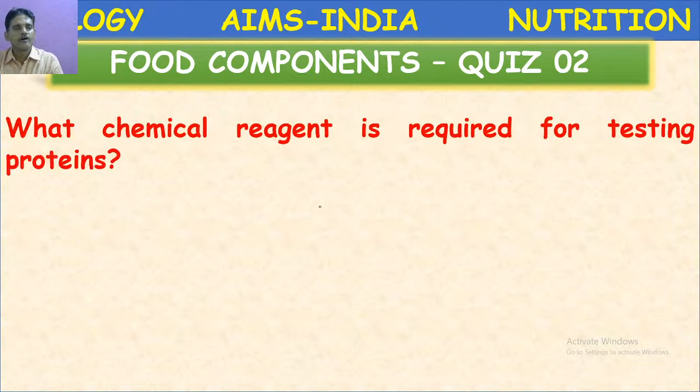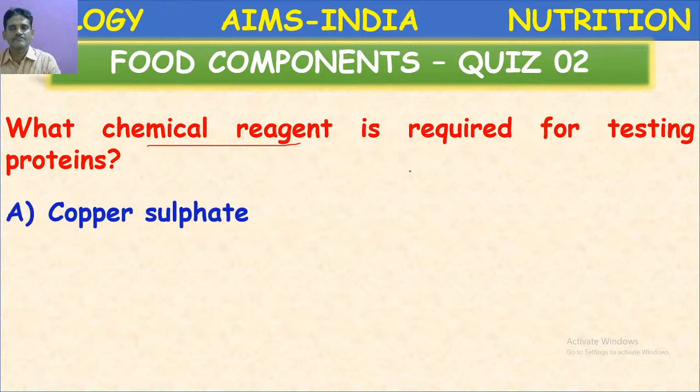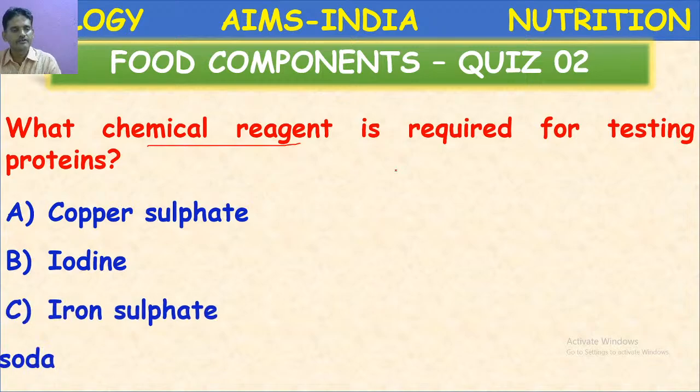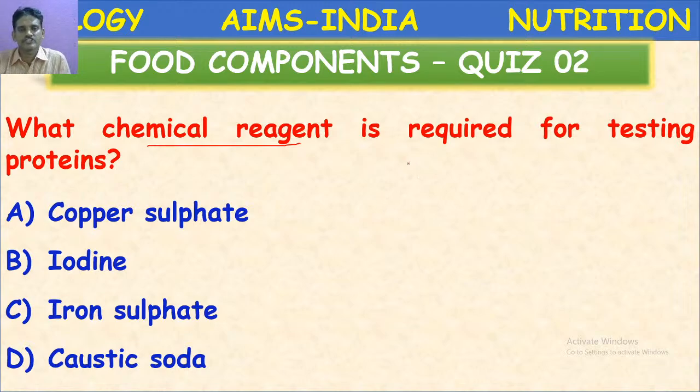Next question. What chemical reagent is required for testing proteins? Copper sulfate, iodine, iron sulfate, caustic soda. Okay, it is testing proteins. Yesterday we discussed the testing of proteins. So caustic soda is the reagent which is required. When it is added to the food item, then it turns orange color, which indicates the presence of proteins.